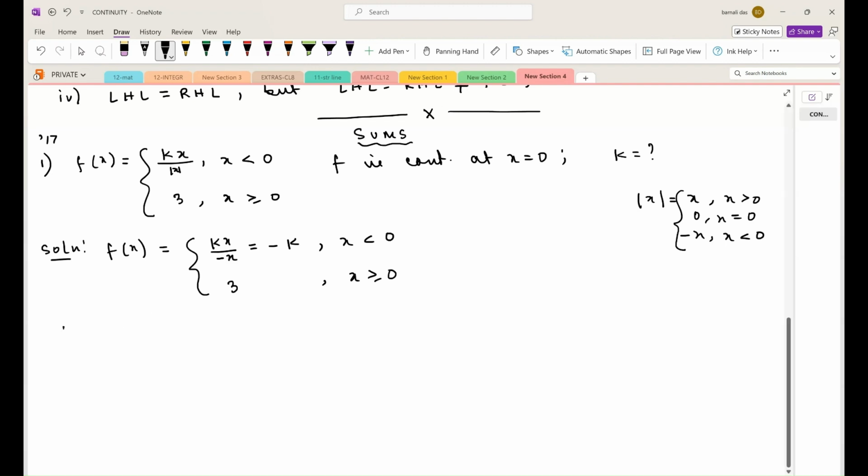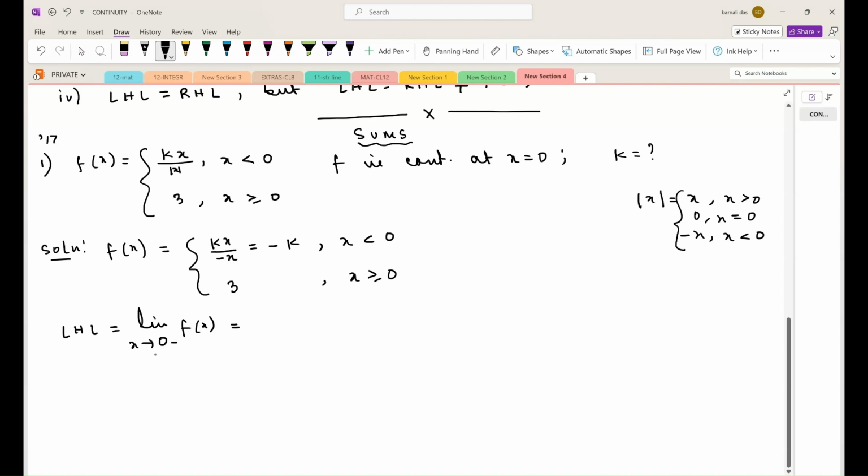Now let us calculate the left hand limit. So the left hand limit is the limit of the function f(x) as x tends to 0, that is, x approaches 0 from the left.